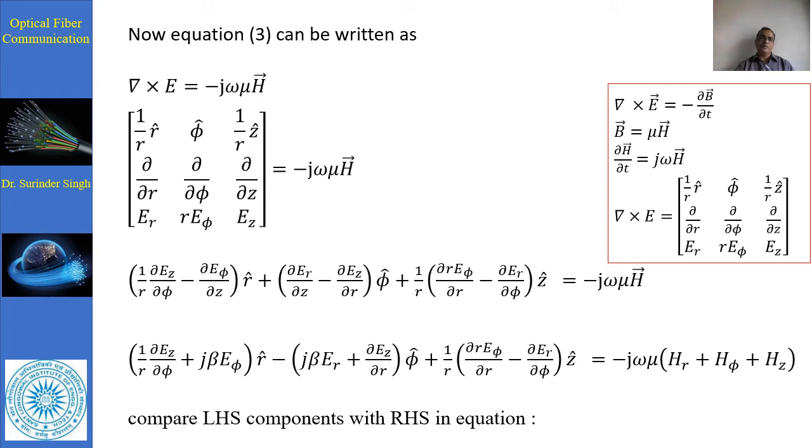Next, dr component Ez is absent, so it is not taken, and the other is the same value that we have to take here. On the right side, H is equal to Hr plus H phi plus Hz. So in the next expression, we compare the left hand side component with the right hand side component in the equation.